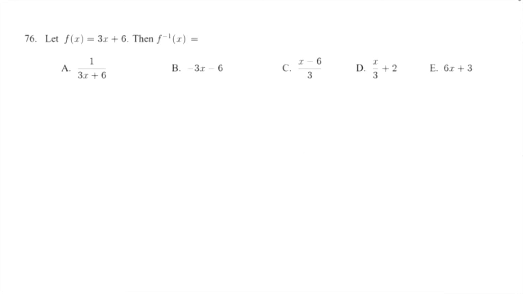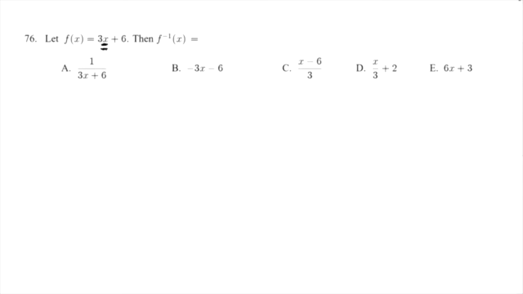We're given the question, let the function f of x be equal to 3x plus 6. Write f sub superscript negative 1 of x, which we read as the inverse of x. Now, we're just saying that we should write everything in terms of finding what this given.